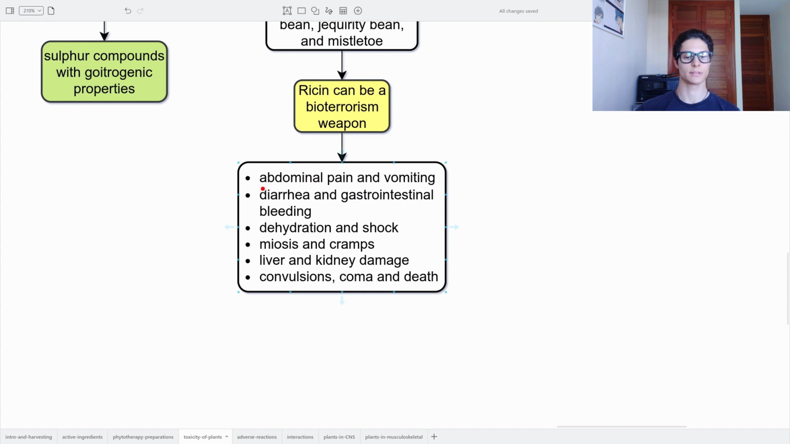What it does is abdominal pain and vomiting, diarrhea and gastrointestinal bleeding, dehydration and shock, miosis and cramps, liver and kidney damage, and convulsions, coma, and even death. That's why it can be used as a bioterrorism weapon.